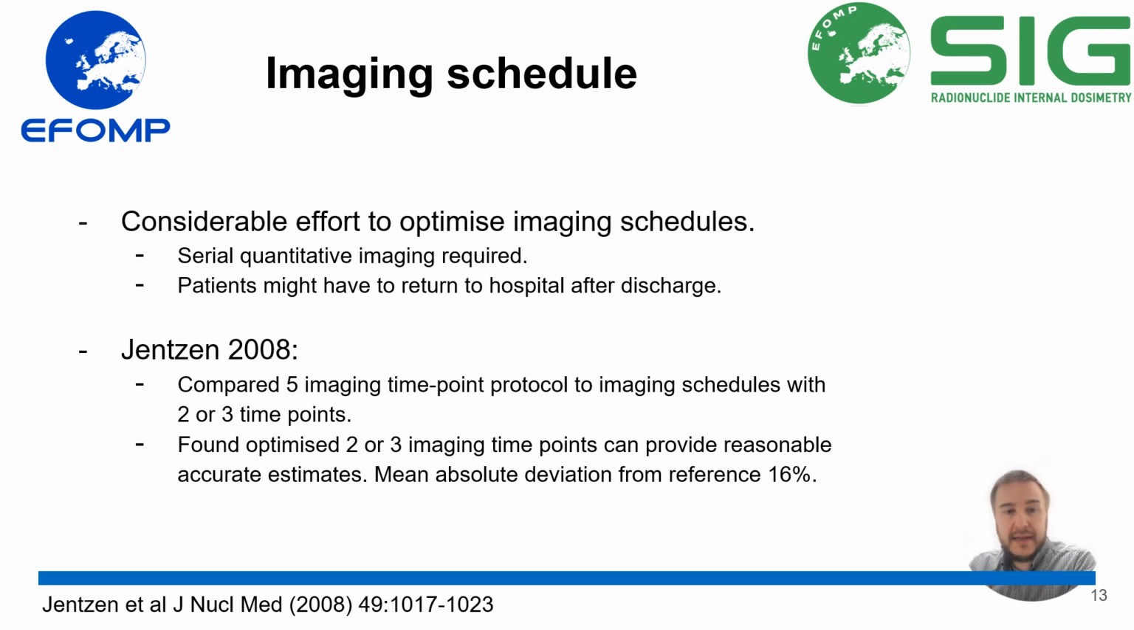But like I said, lots of people have been working on this, and one of the papers is by Jensen et al., who compared a 5 imaging time point protocol for iodine patients to 2 or 3 imaging time points. They found that 2 or 3 imaging time points can actually provide reasonably accurate estimates, and the mean absolute deviation was only about 16%.